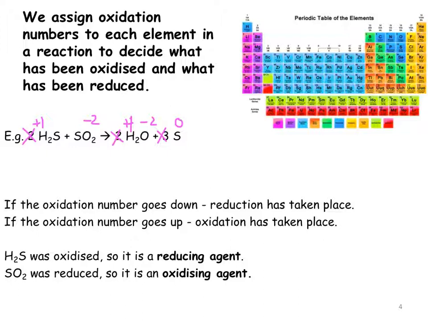Here we've got -2 times 2, so it's -4, and I can work out that that sulfur is +4.